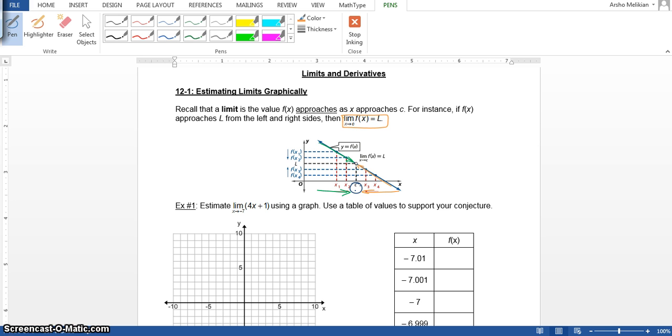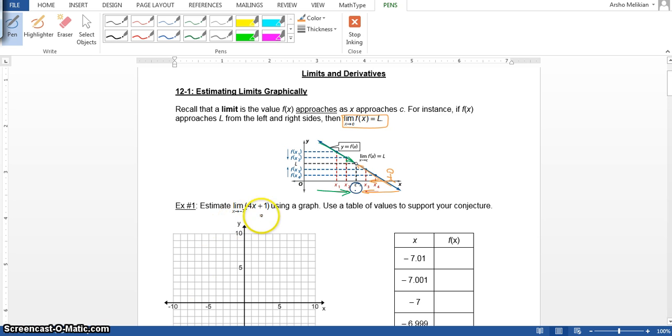The analogy I like to use is, suppose you're standing on the x-axis and you're walking this way towards c, and you have your eye on the graph the entire time. As you're walking this way, you see the graph going further and further up towards that point L. That's what we need to look at.